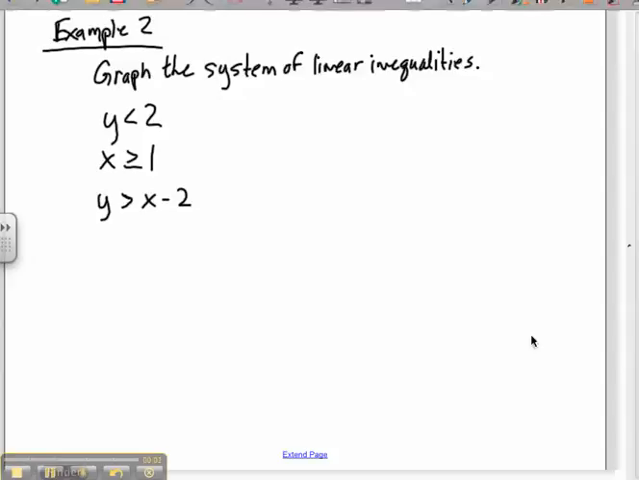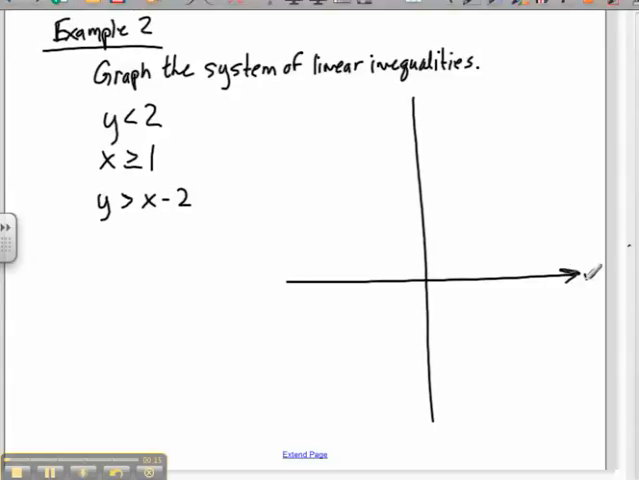Okay guys, let's see. Example number 2 here, graph the system of linear inequalities. Same thing, alright, except this time we have 3 inequalities, no big deal. Okay, go ahead and draw my x and y axis here. Here's x, here's y. The first one says y is less than 2, so I'm going to give myself that. The next one says x is greater than 1, and then I'll deal with that other one in just a minute. Let me deal with these first 2 lines.